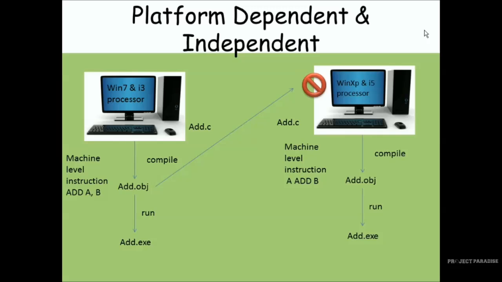So we need to convert this program to the language of the system, or you can say the machine. This process of converting source code to machine code is called compiling. When we compile, the source code is converted into machine code. After conversion, the file we get is add.obj. When we run the program, we get add.exe.